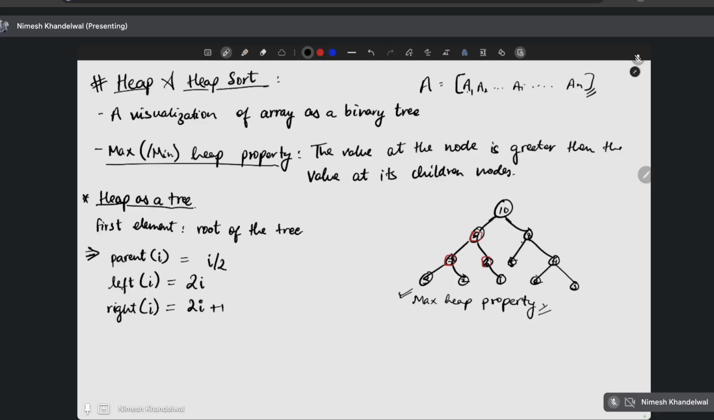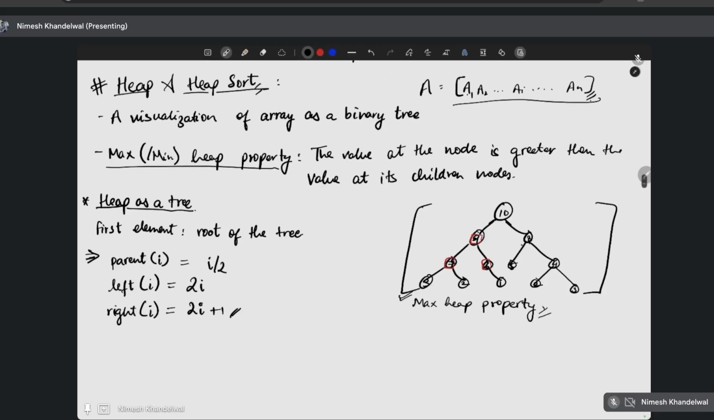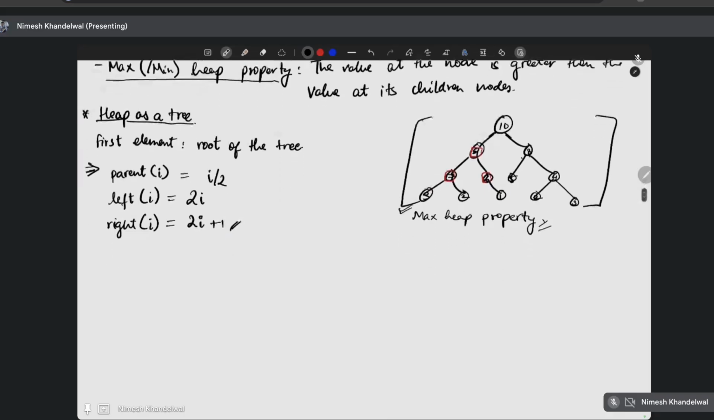So given an array like this, we can analogously construct a binary tree using these rules for indexing. Right, now after converting to a tree, we check if it follows the max or min heap property or not. Right, and that is basically how we come up with the heap sort algorithm. Right, so let's take an example here.